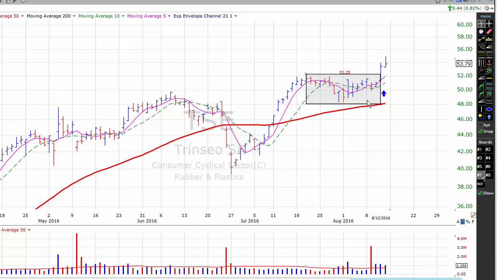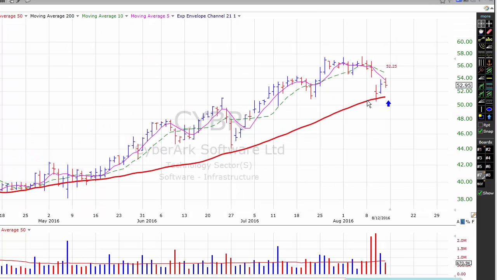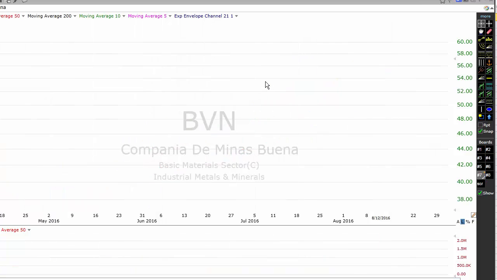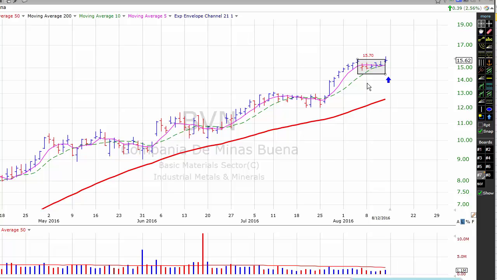On Friday we bought CYBR on this bounce from the 50-day moving average. We paid $52.25 for it. We have a stop in the 52.30 area and a target in the 59.24 range. And we bought BVN, which broke out of a 6-day consolidation around the 15.70 range.